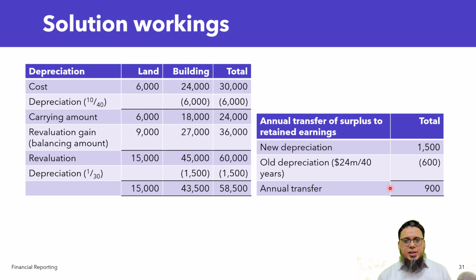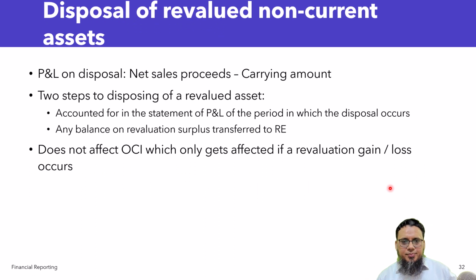So what's going to be the representation in the financial statements? At the end, you're going to show in the statement of changes in equity a transfer of $900,000 from revaluation surplus to retained earnings.